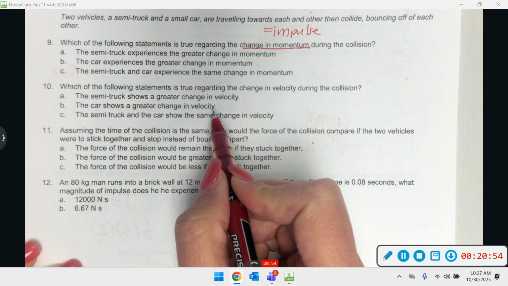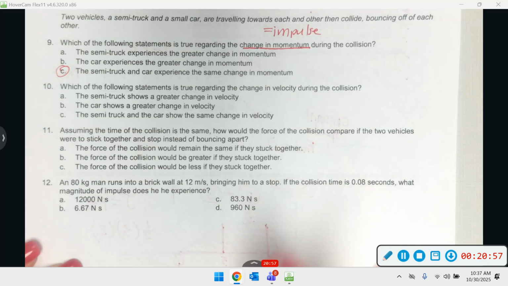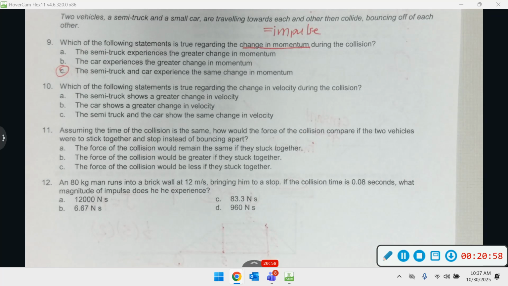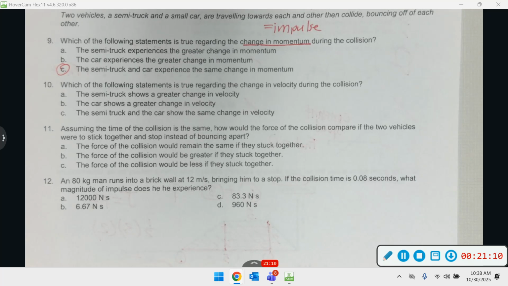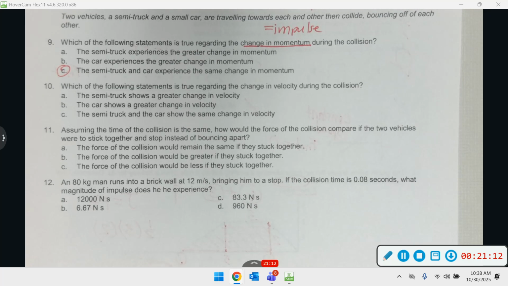And the one that says that is answer choice C. The semi-truck and car experience the same change in momentum. So number 9 should be answer choice C. And we've already talked about it in, I think, number 1. All right, number 10. Number 10 says, which of the following statements is true regarding the change in velocity? Now, we looked at this before as well.